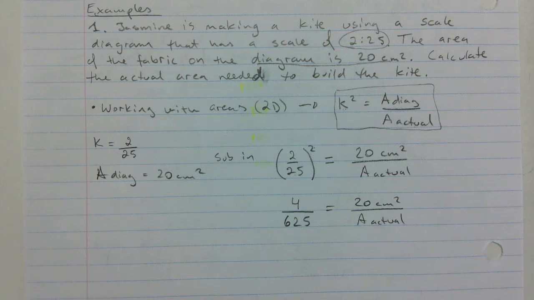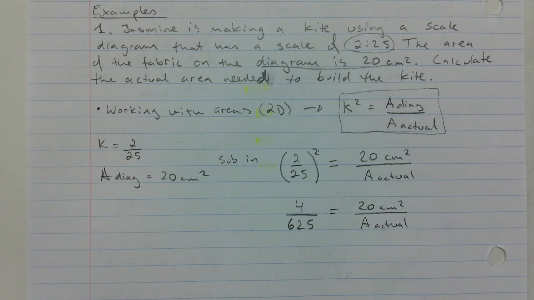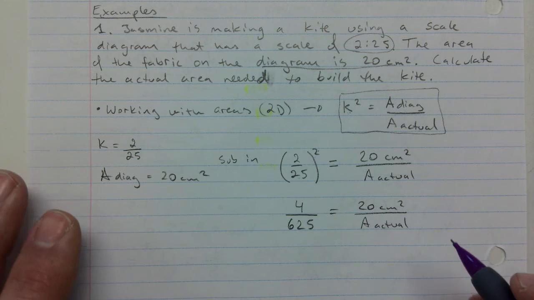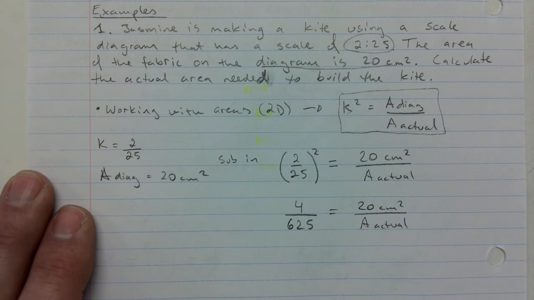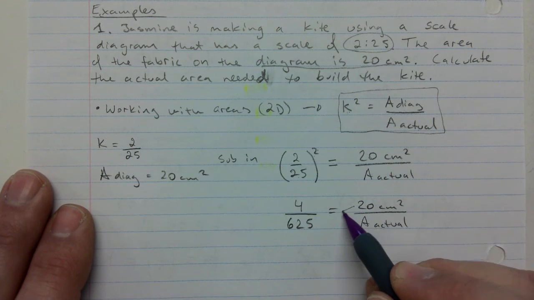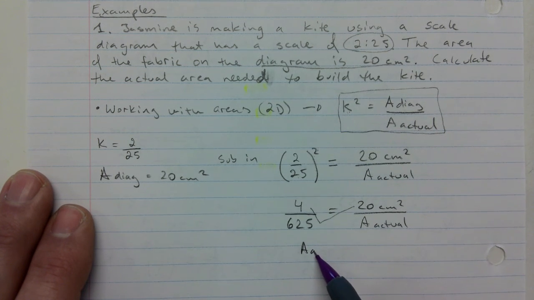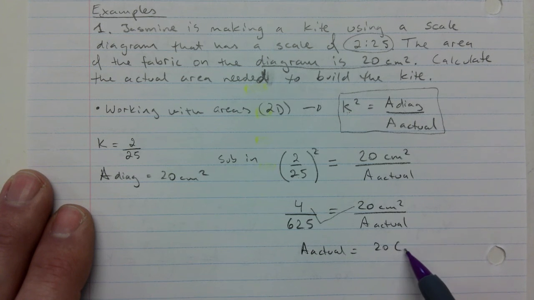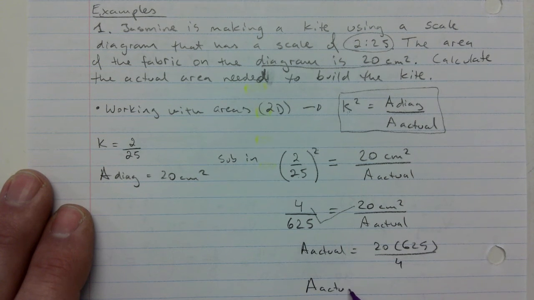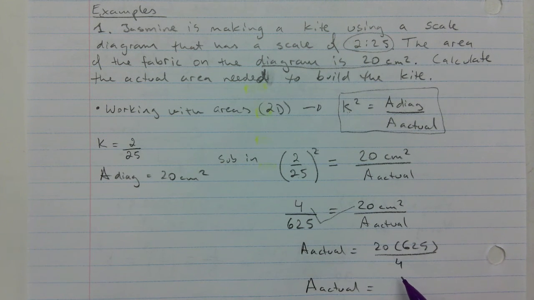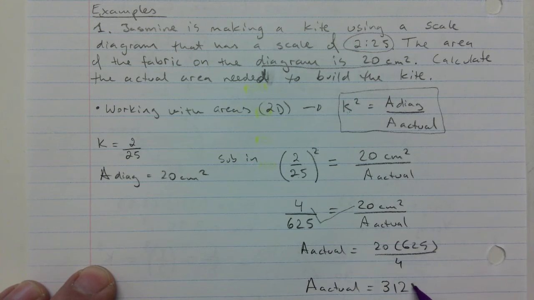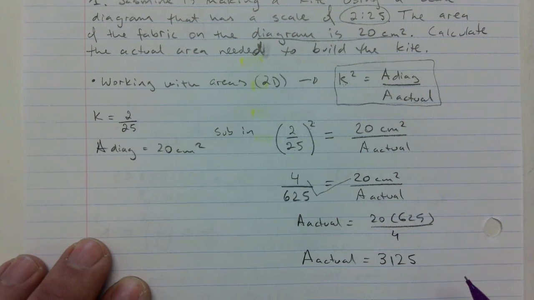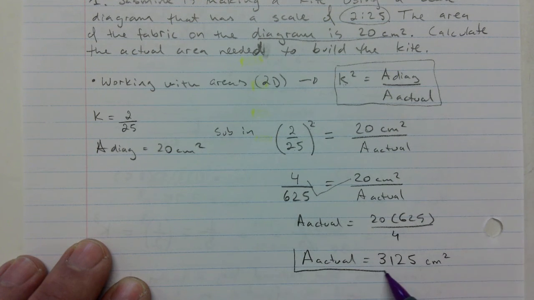So without knowing any of the actual dimensions of that kite, we can figure out what the area would be of the actual, like how much fabric do you need in real life. So you go cross multiply and divide. Area of actual is 20 times 625 divided by 4. Area of actual would be 3125. And what units were we in? We were in centimeters squared. So there you have it.